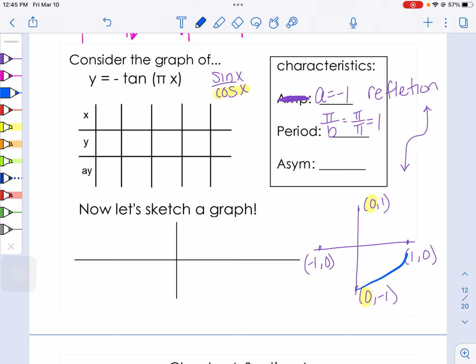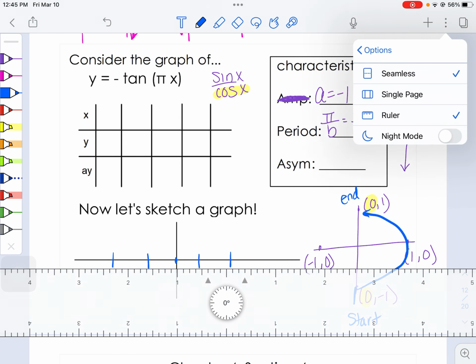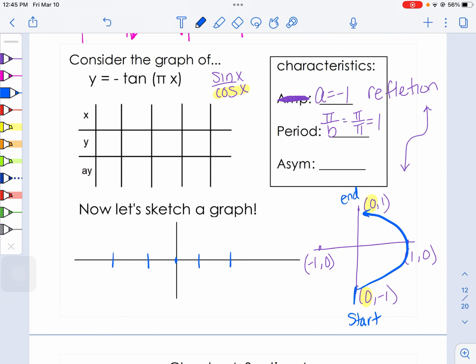So when I graph tangent, I'm actually going to start here, and this is going to be my starting value, and then up here is going to be my ending value. So I'm going to do one full period on both sides of the 0 line. So this is 0, and I'm going to have 2 marks to the left and 2 marks to the right. At these marks, those are going to be my asymptote lines, because tangent's going to be negative.